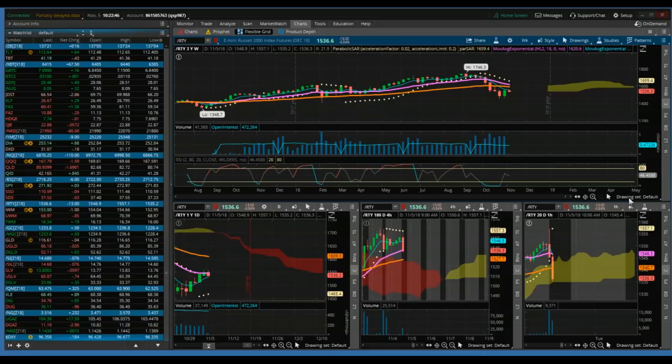All right. The next thing you want to look at too, when you're looking at buying a put or a call, you want to look over here at the open interest. All right, the volume doesn't really tell you anything, but the open interest does.